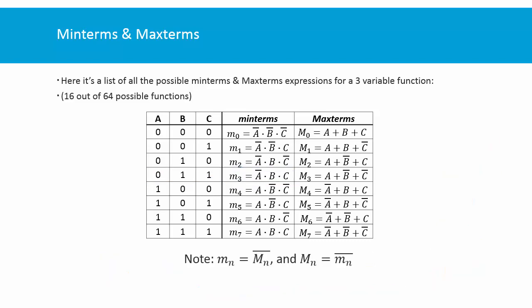Now, here's an important notice. Minterms are actually the opposite of maxterms, and vice versa. Maxterms are the opposite of minterms. The utility of this is that we can build any function if we use minterms or maxterms.